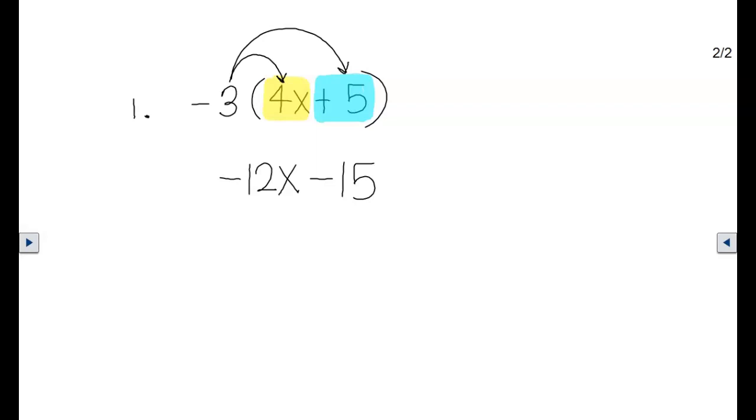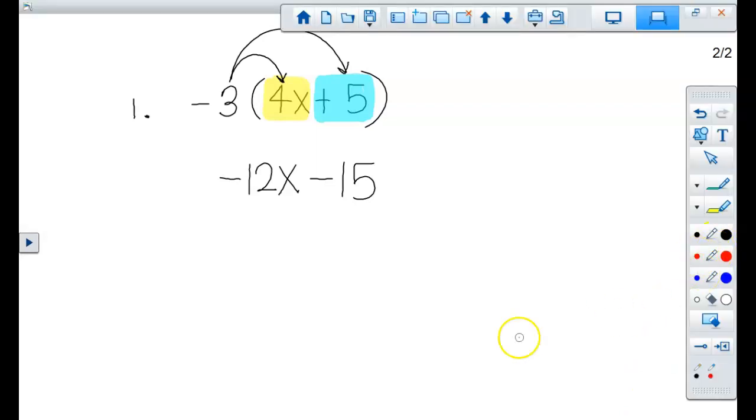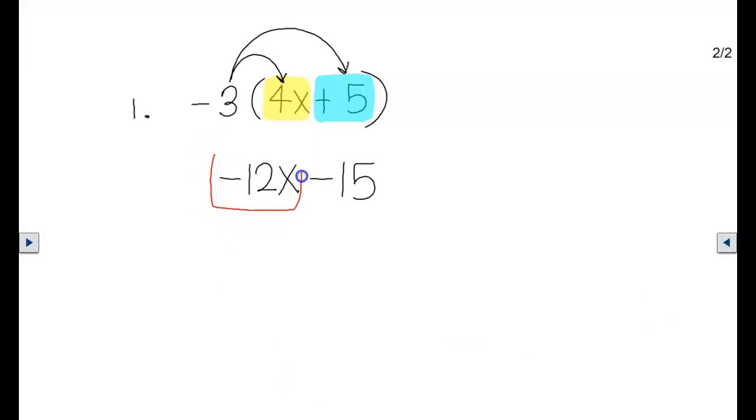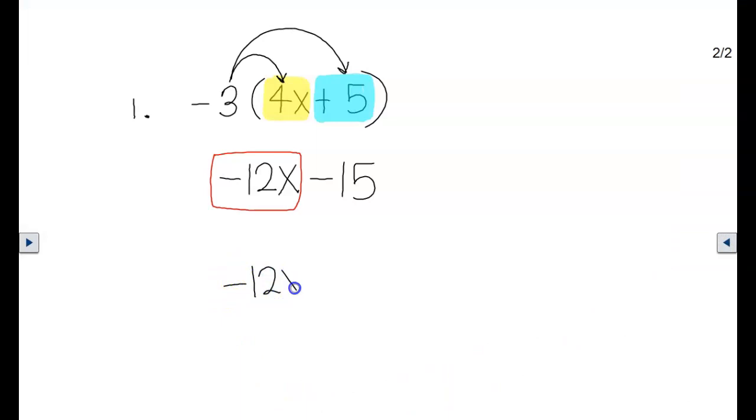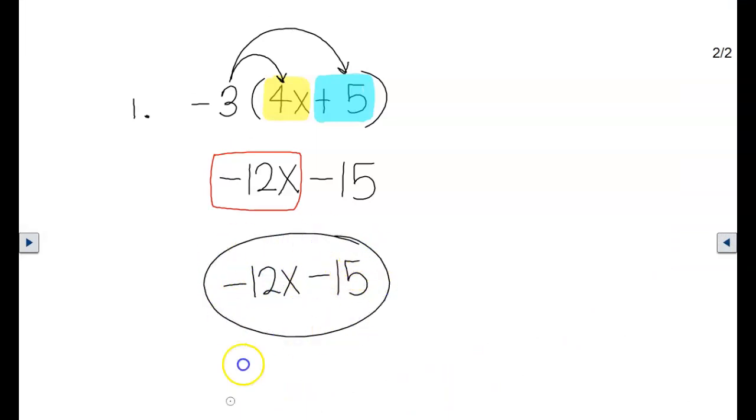So I have distributed. Now I need to see if like terms need to be combined. So when I look at my first term, -12x, I need to look at its variable part. Its variable part is an x. This term needs to have the same variable part, and you'll notice it doesn't. It has no variable part. So the two terms that I have on the board are not like terms. That means I cannot combine them, and -12x minus 15 would be my final answer.